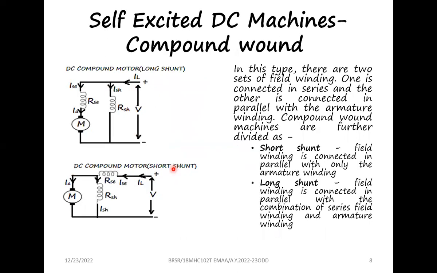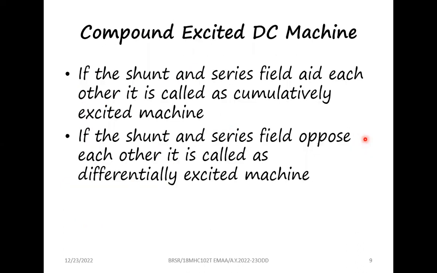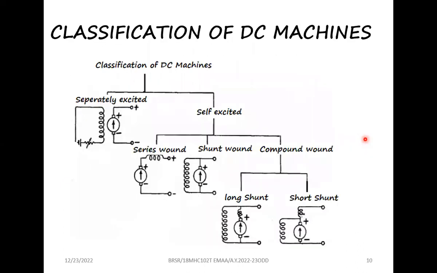In the case of a compound machine, there are two windings, and one is connected in series and the other is connected in parallel with the armature winding. Compound machines are further divided as long shunt and short shunt. In the case of a long shunt, the field winding is connected in parallel with a series combination of the series field winding and the armature winding. In the case of short shunt, the field winding is connected in parallel only with the armature winding. So the classification widely is like this.